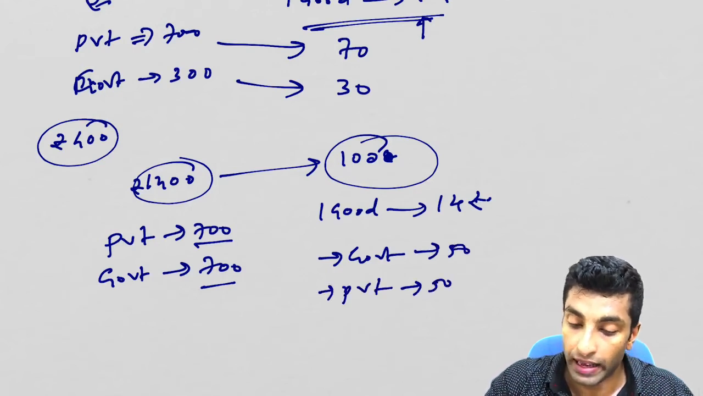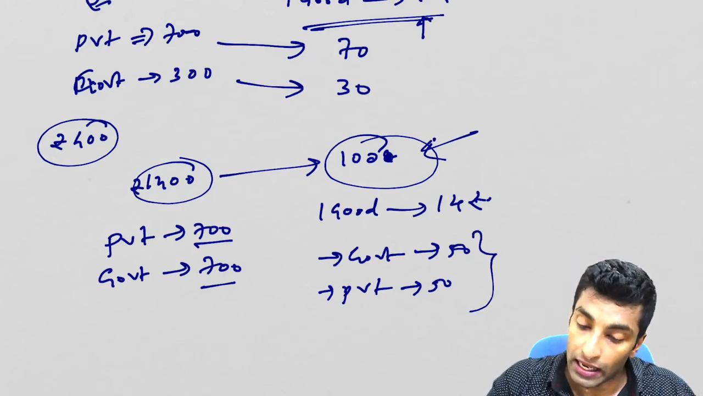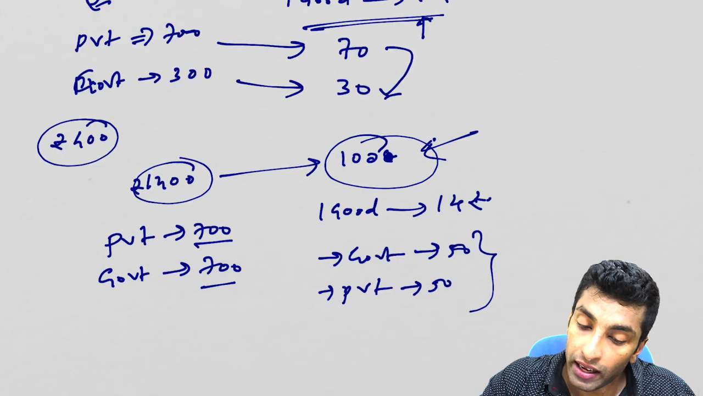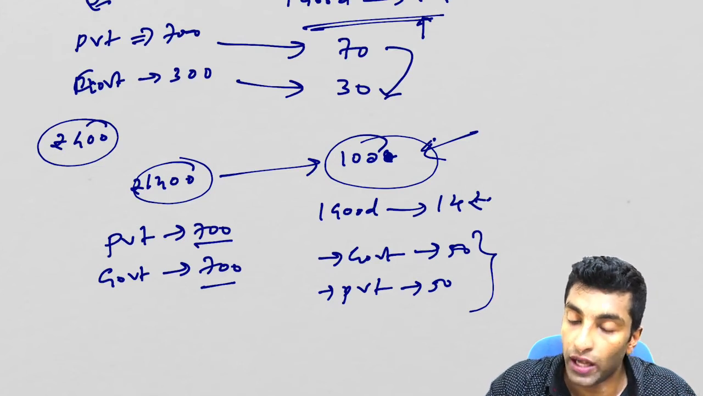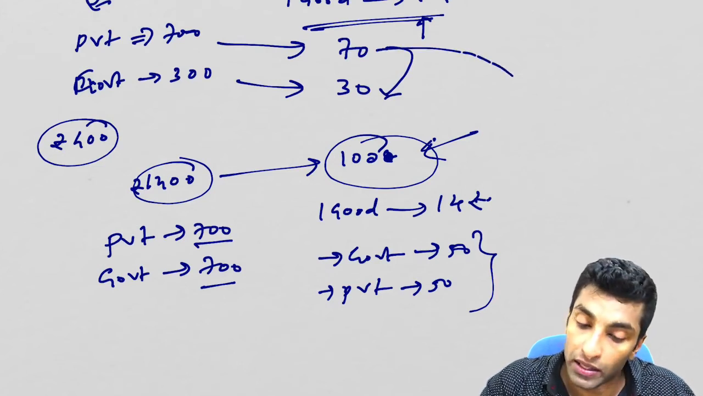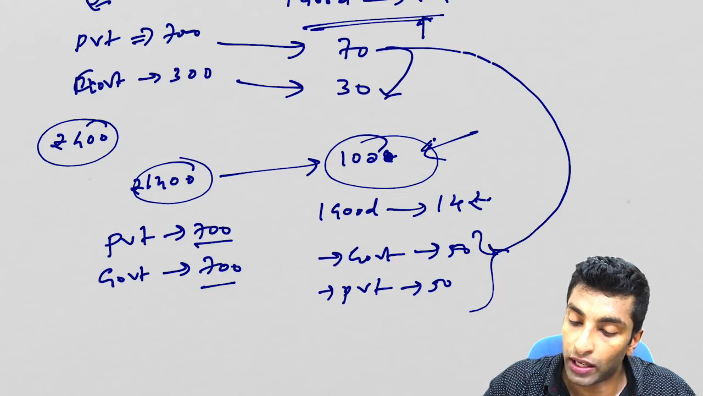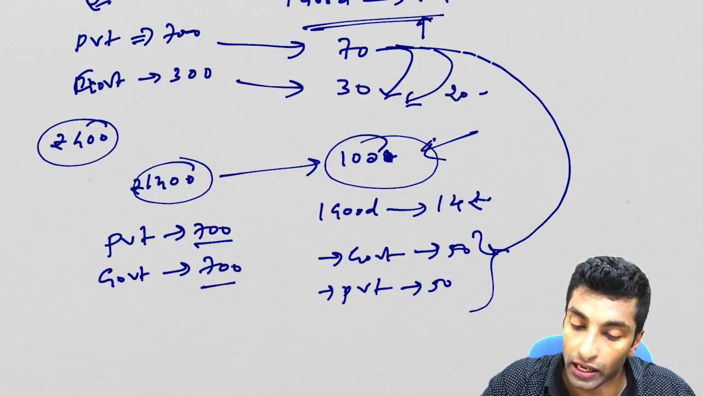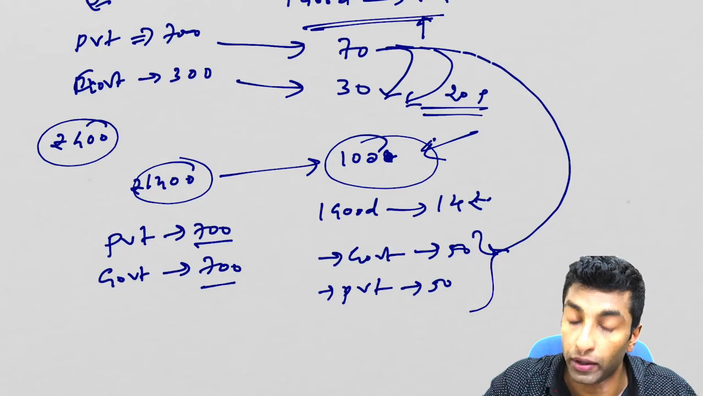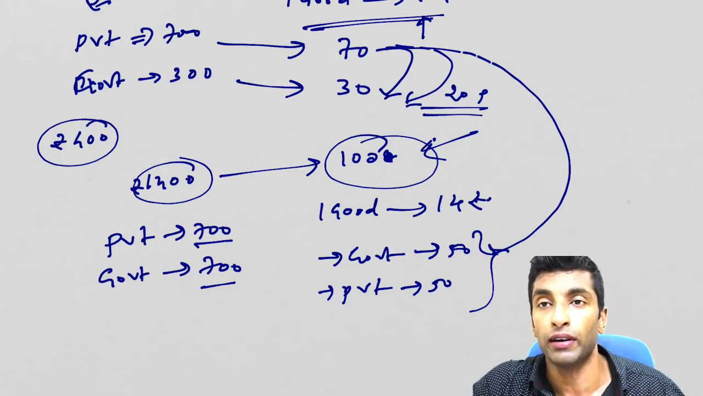Private can buy how much? Exactly half. So goods have not changed, it is not increased. What has actually happened? Private 70 and government 30, now government 50, private 50. So from this 70, 20 is actually transferred to the public or the government. That is what actually happened.